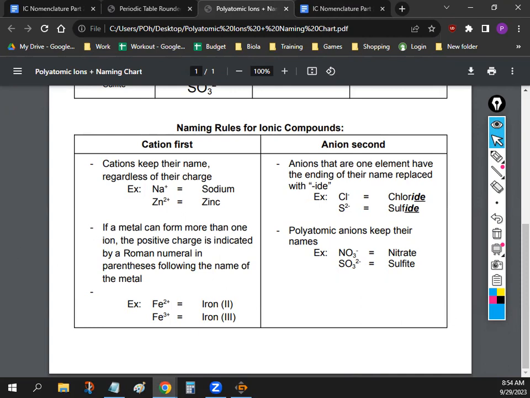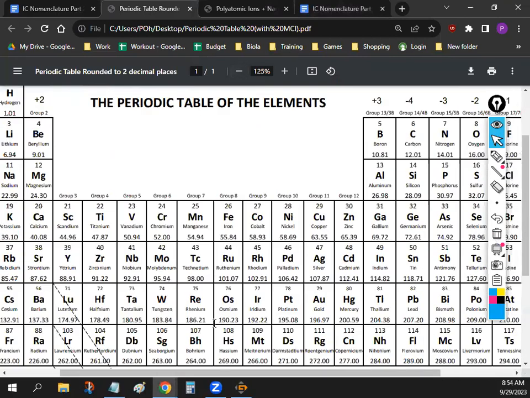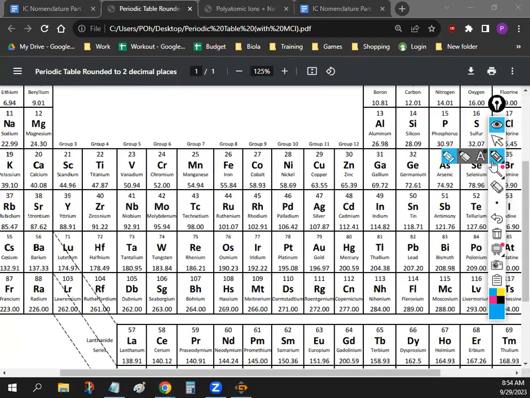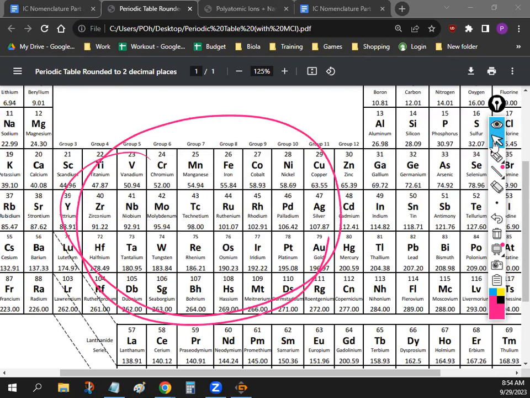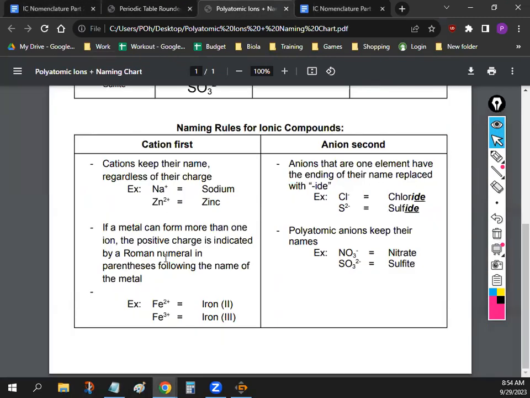All right, so for the new naming rule, it has to do with metals that can form more than 1 ion. Okay, so this second rule has to do with the middle section of the periodic table. So if you have a metal from this area, this section right here, okay, so groups 3 through 12, then there's going to be an additional rule that you guys need to follow for the naming. So if you have something like iron or yttrium, anything from the middle, you're going to have to apply this new naming rule. Okay, and the new naming rule is that you have to put its charge in Roman numerals in parentheses after it.